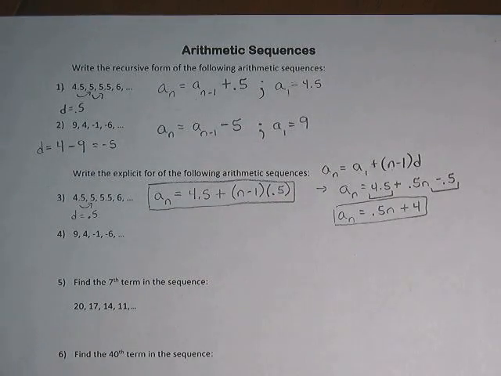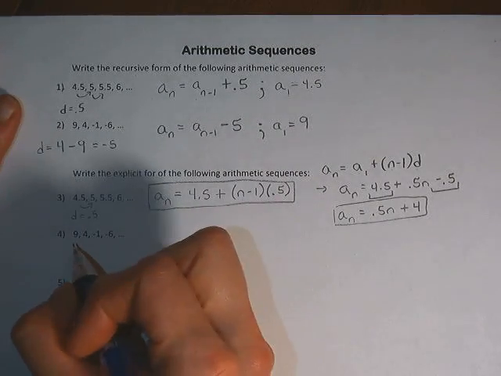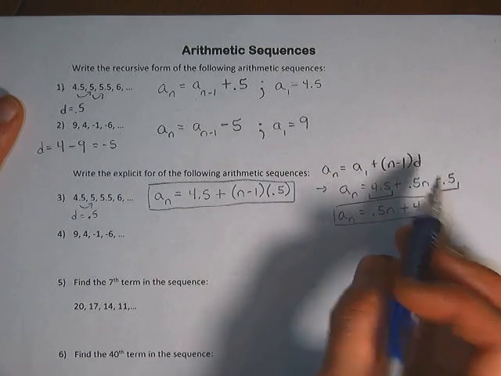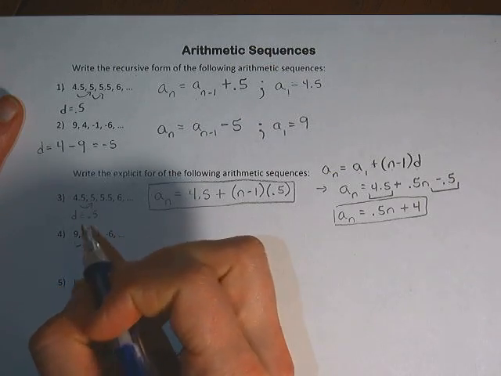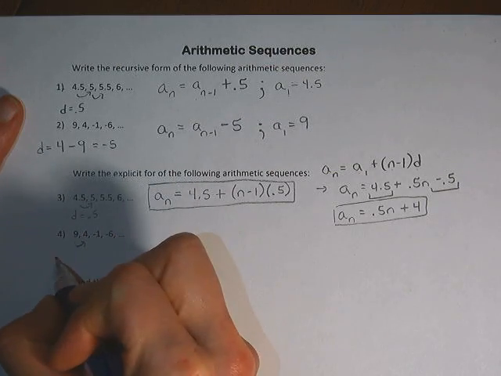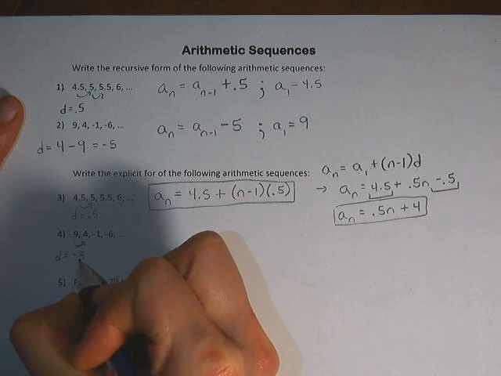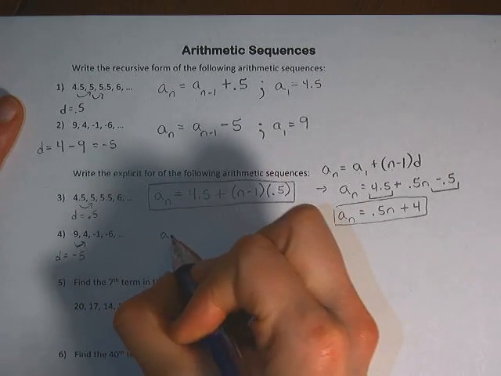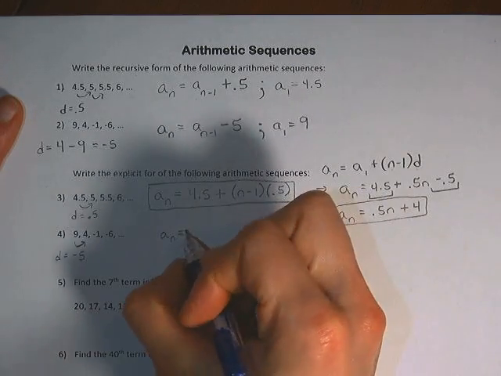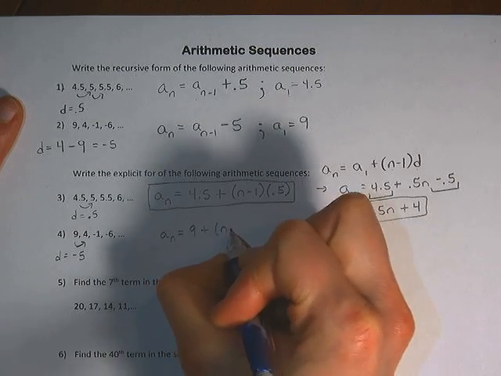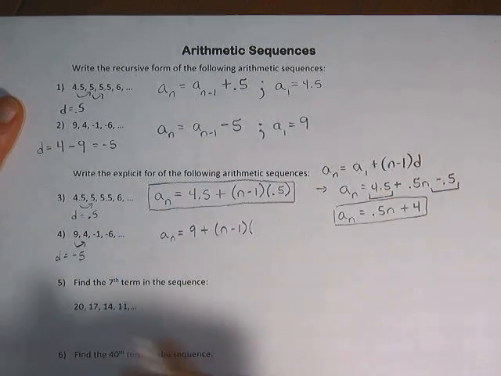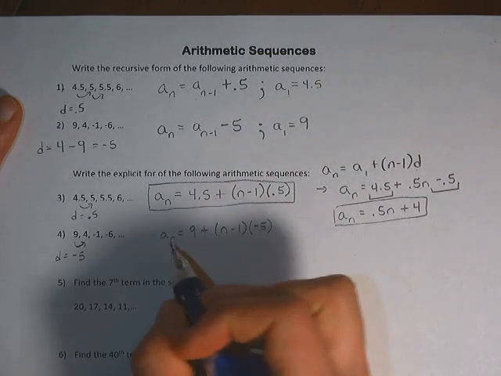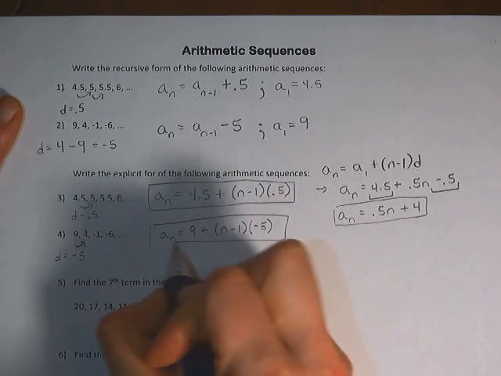Okay, so now this one, same kind of thing. If I'm writing the explicit form, I have to find all of these pieces of information. So what's the pattern? Well, take 4 minus 9. You would get -5. So that's my common difference. And then when I plug it in, it's your first term, which is 9, plus, leave the n minus 1 the way it is, and then that's times my common difference, which was -5. Okay, so that's one way that you could have your answer.